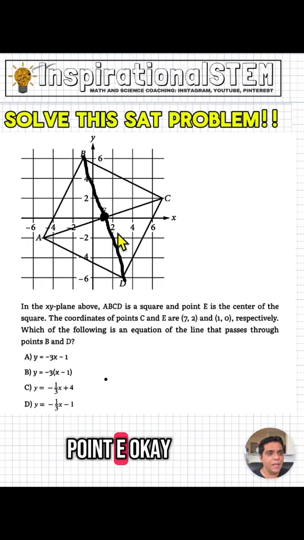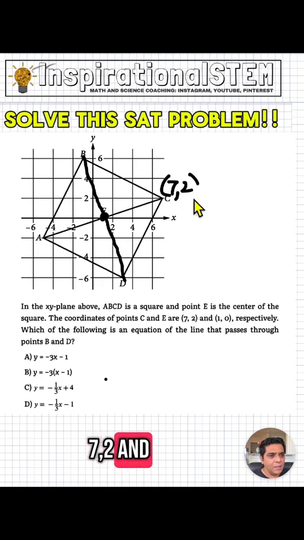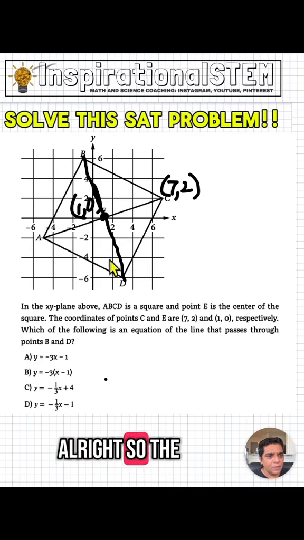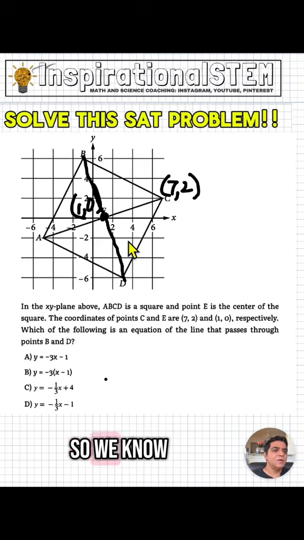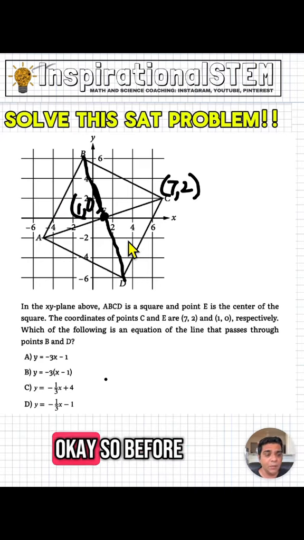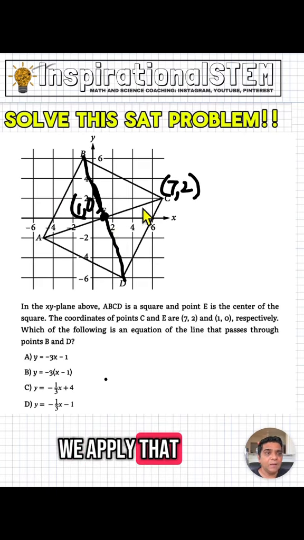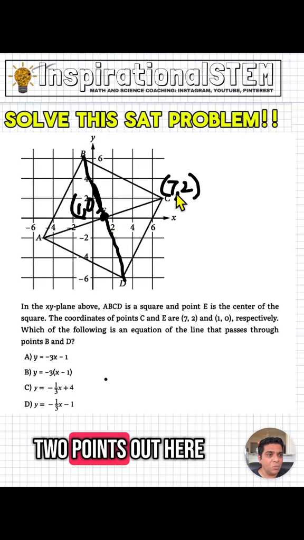That's your point E. Okay, so C is given to be 7, 2, and then E is 1, 0. All right, so the equation of the line that passes through B and D. So we know that the diagonals of a square are perpendicular to each other, okay? So before we apply that, let's take a look at these two points out here.